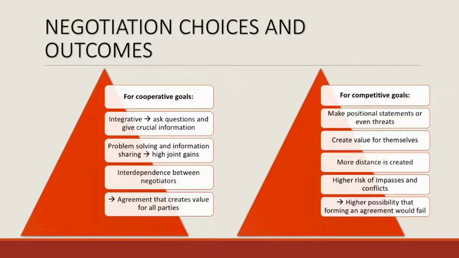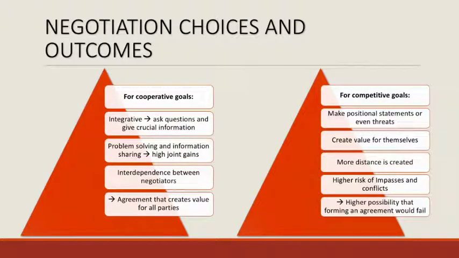And now we come to some negotiation choices and outcomes. Just to give you a short overview. For example, if we have cooperative goals, this would be a choice where you are more integrative. So you are asking a lot of questions, you are also giving crucial information. Whereas if you have competitive goals, you would make just positional statements or even threats. So you would more focus on yourself than on the counterpart and his opinion or his objectives.